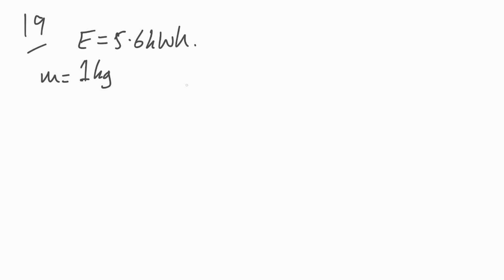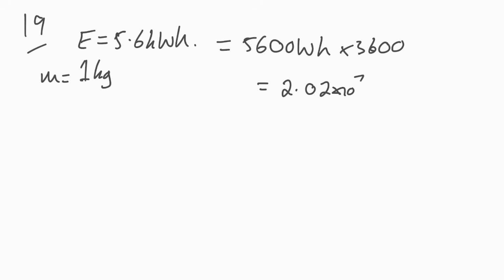Let's just check. So let's turn this into joules. 5.6 kilowatt hours is 5,600 watt hours. If we multiply that by 3,600, we end up with watt seconds. So that's 2.02 times 10 to the 7 watt seconds, which is the same thing as joules, because power is equal to energy divided by time. Therefore, energy is equal to power times time. That is watts times seconds. Okay, so we got that many joules.